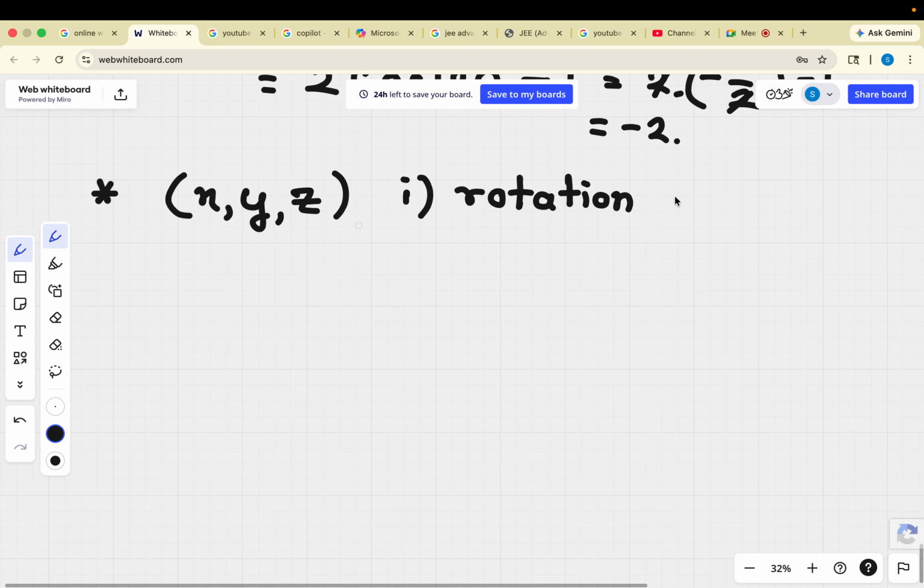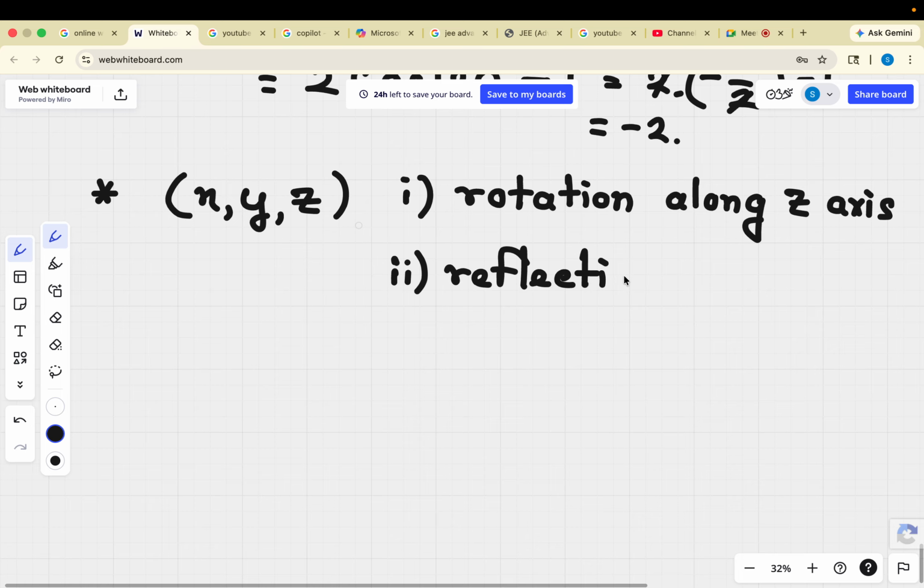rotation along z axis. Okay, rotation along z axis. And number 2, write down that reflection in yz plane. So that you have to do. Okay, that is the question. So you have xyz Cartesian coordinates, so first of all you have to rotate along z axis, and number 2 you have to do reflection in yz plane.